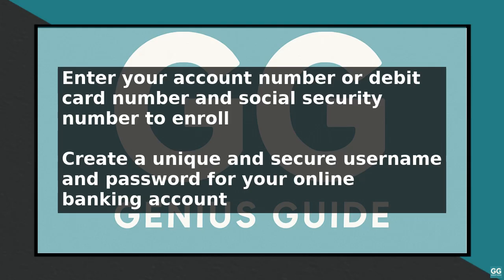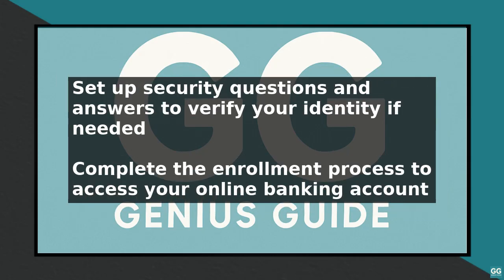You will then be asked to create a username and password for your online banking account. Choose a unique and secure username and password, and make sure to write them down so you can remember them later. Next, you will be asked to set up security questions and answers. These will be used to verify your identity if you forget your password or need to access your account from a different device. Once you have completed the enrollment process, you will be able to log in to your online banking account using your new username and password.